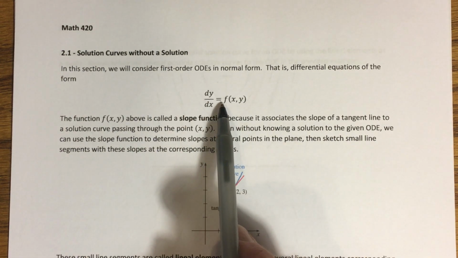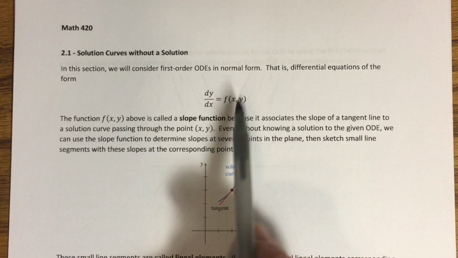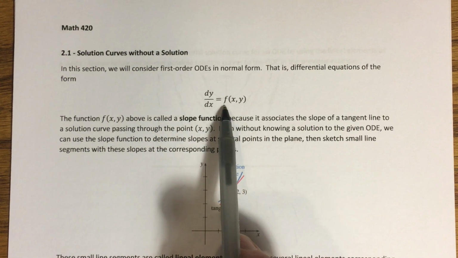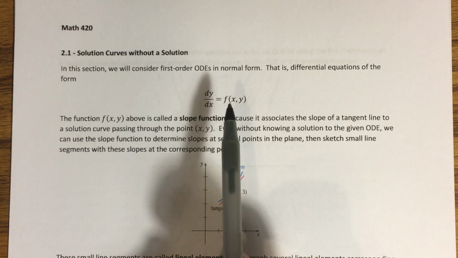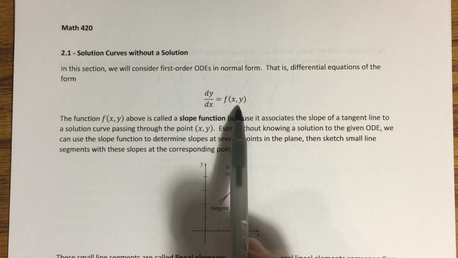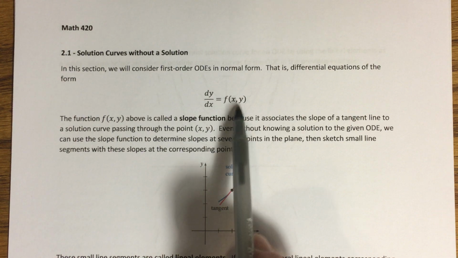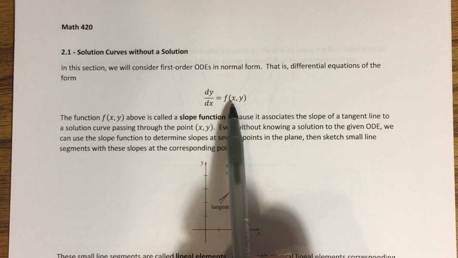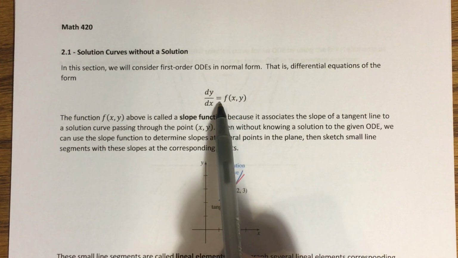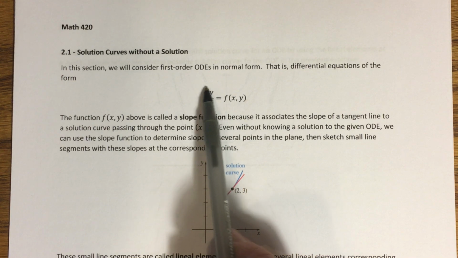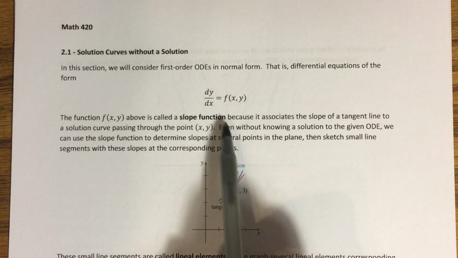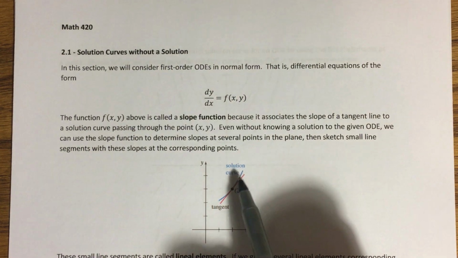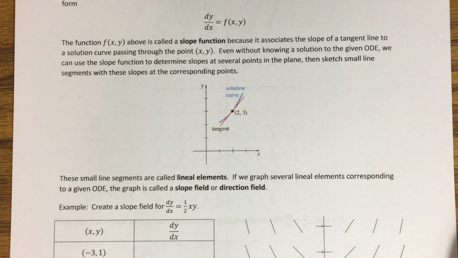So for that reason, because dy/dx is equal to this function of x and y, we refer to this function in this specific case of a differential equation as a slope function. And it's only called a slope function in the case of a first order equation like this, where you've put this in normal form. But we call it a slope function because if I plug in different values for x and y here, the output of this is going to correspond to a slope, specifically the slope of a tangent line to a particular curve. So this graphic down here kind of illustrates that.